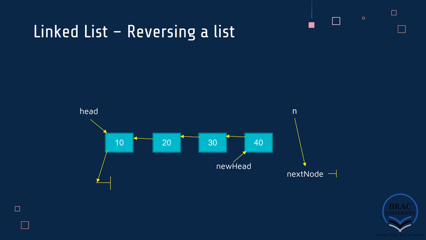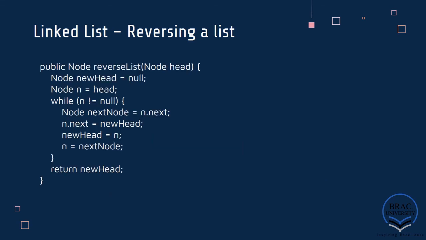That's all. N will be updated to null. That's it. The list is done. We have the complete reverse list here. So let's take a look at the code now. Okay, here is the code.